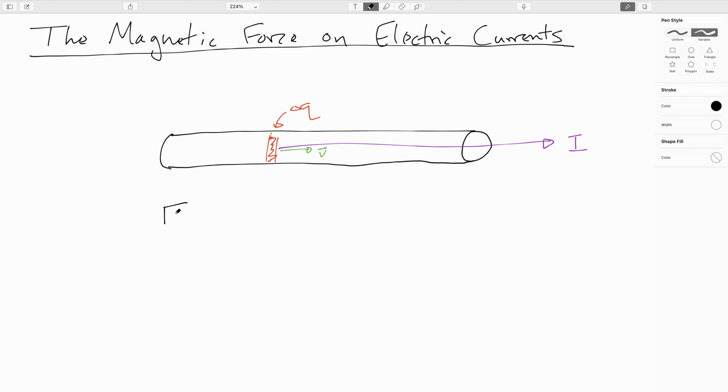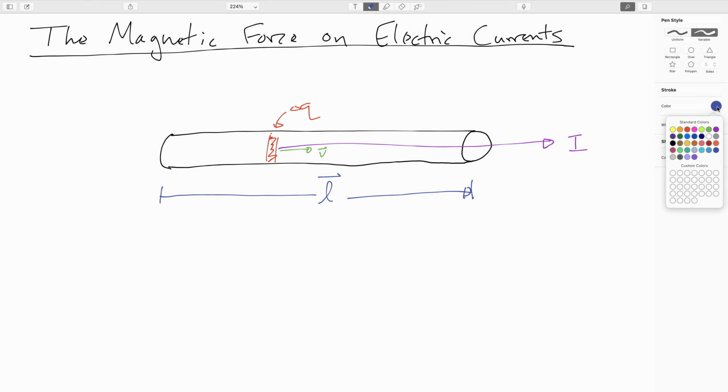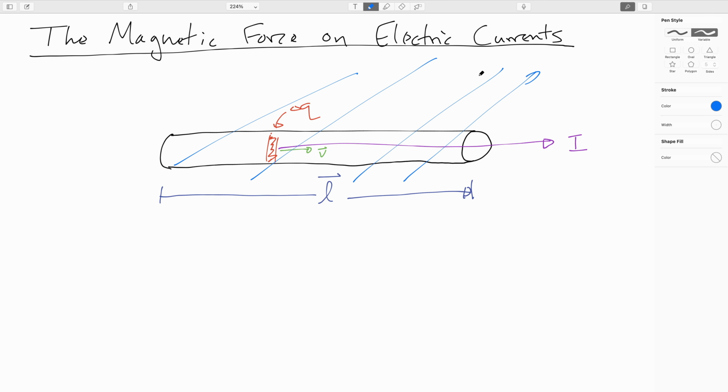Let's also, while we're at it, dimension our wire. Let's go ahead and dimension our wire to be L. And we're eventually going to turn L into a vector, and so I'll make it point in the same direction as the current. And also let's go ahead and draw in the magnetic field passing through the wire, making some angle phi with respect to the current and, for that matter, L.